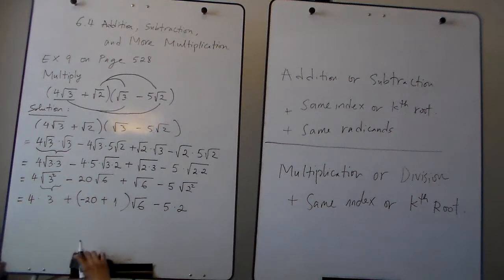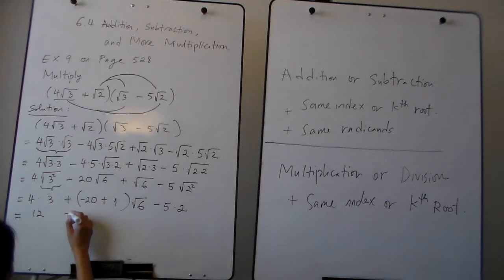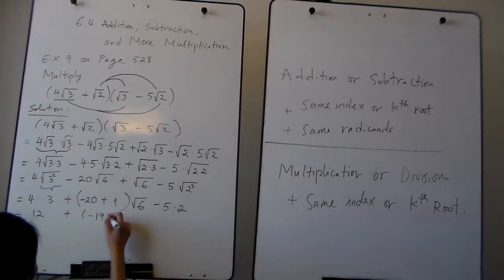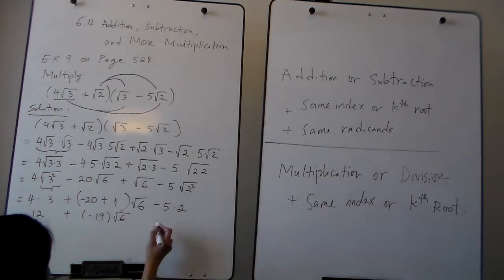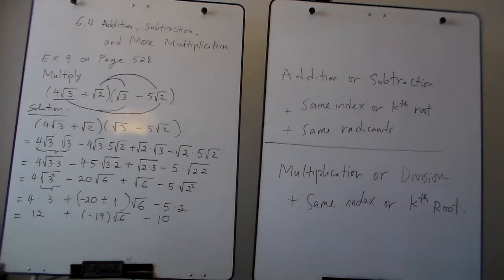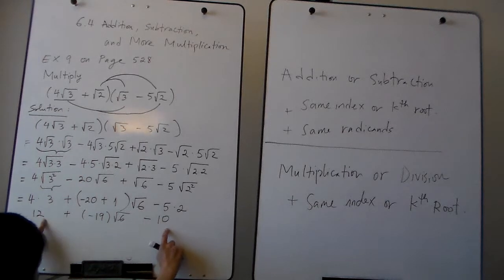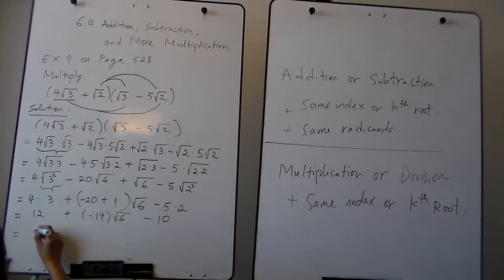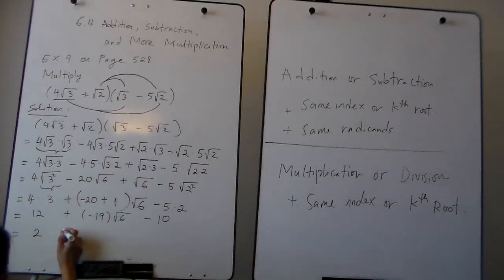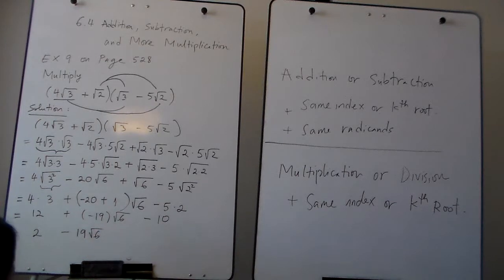Simplify. We have 4 times 3 is 12 plus negative 20 plus 1 is negative 19. Square root of 6 minus 5 times 2 is 10. And then simplify further, we have 12. Now, there's another constant term here. It's 12 minus 10 is 2. This plus and negative distribute, you have negative 19 square root of 6. Okay?